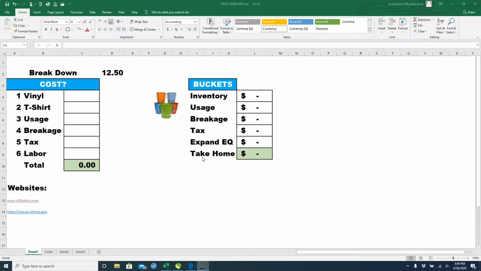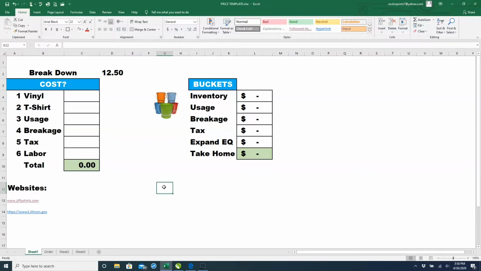So in this template I broke everything down. How am I going to derive this number based on the 6 elements that I'm looking at right here? First of all, we're looking at vinyl. What is the cost of vinyl? Where do I get it from? And how many yards are we talking about?